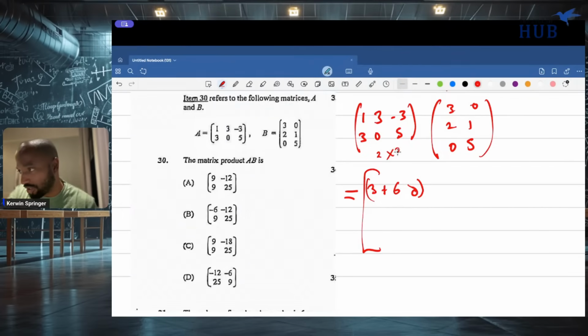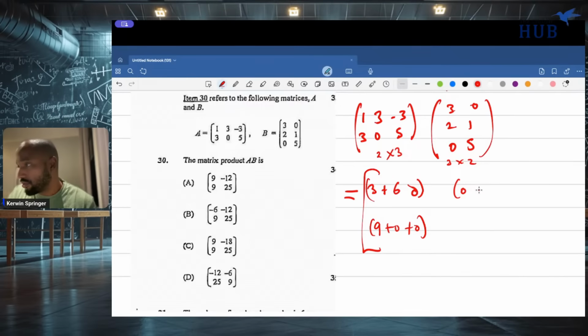This is a 2 by 3, and a 3 by 2. So we're expecting to get a 2 by 2 in the end. Now look at that, 3, 9, 0, and 0. Love when we see them zeros. I tell you, them zeros make you smile.